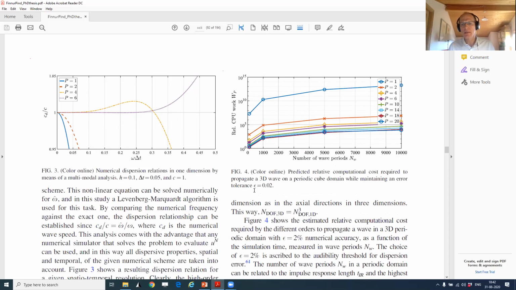And this is for propagating a 3D wave. So that is in a case where we don't have any attenuation. So indeed, it's just a free field propagation, so to speak.